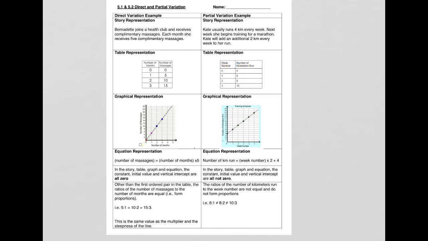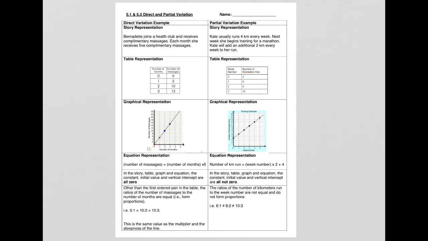In this lesson, we will focus on direct and partial variation. The difference between them is that direct variation goes through the origin, and partial variation does not go through the origin. The similarity between them is that both direct and partial variation have straight lines.